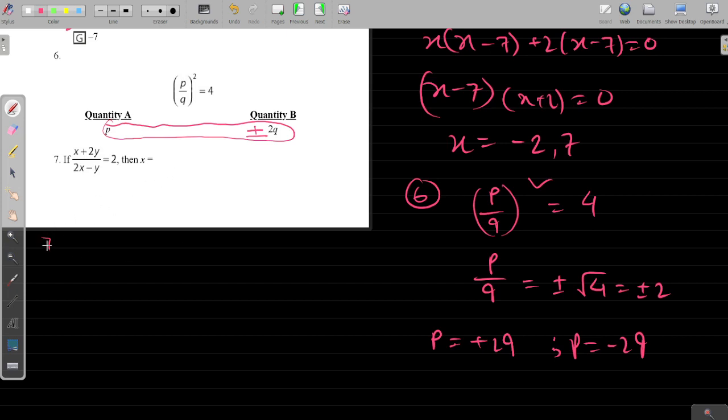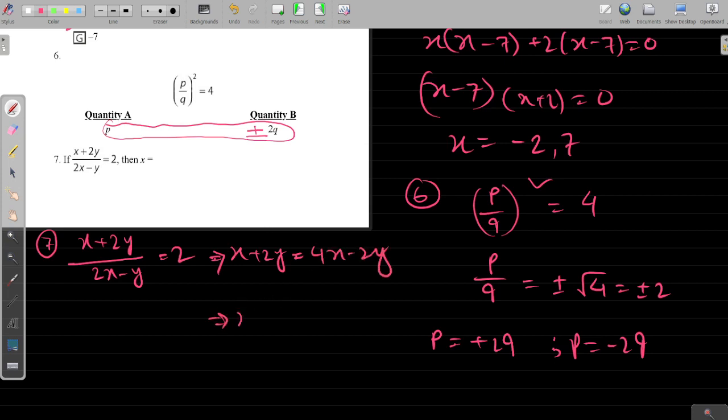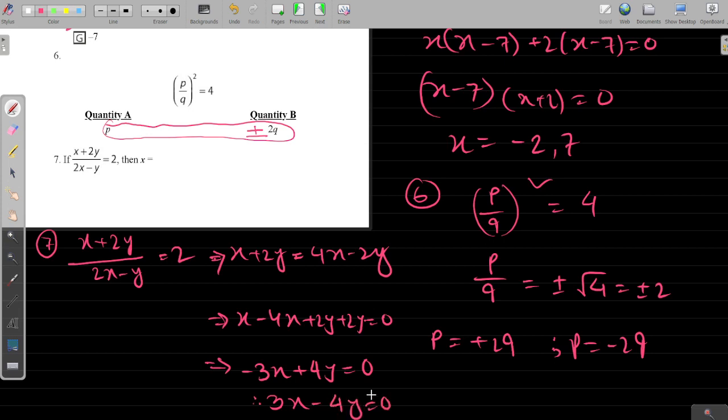Question number 7: (x + 2y)/(2x - y) = 2. If I cross multiply, I will get x + 2y = 4x - 2y, right? So x - 4x + 2y + 2y = 0. Then I will get -3x + 4y = 0. Then this will be 3x - 4y = 0, right?